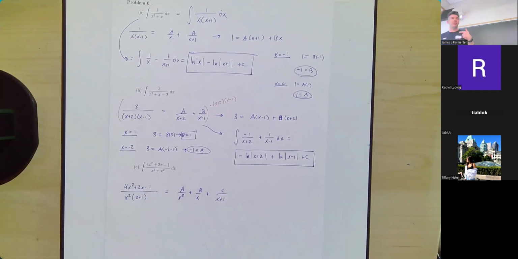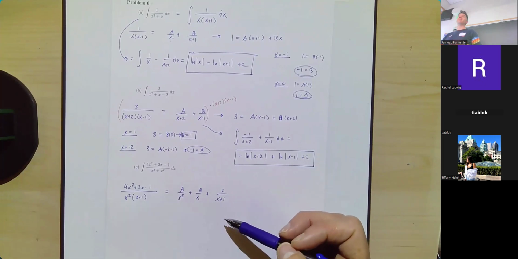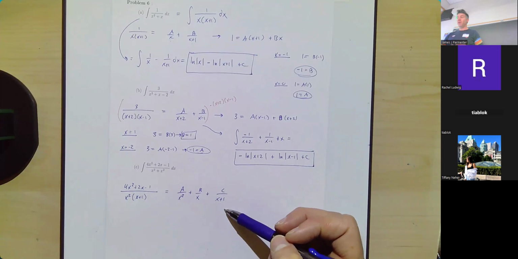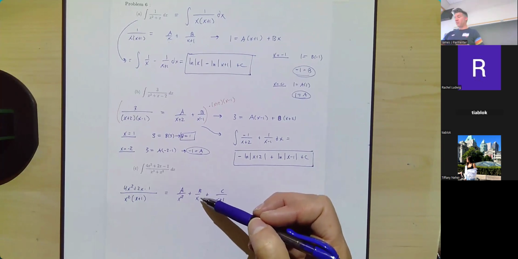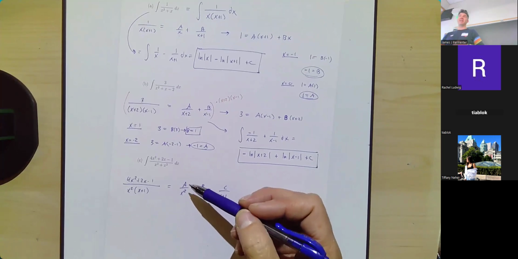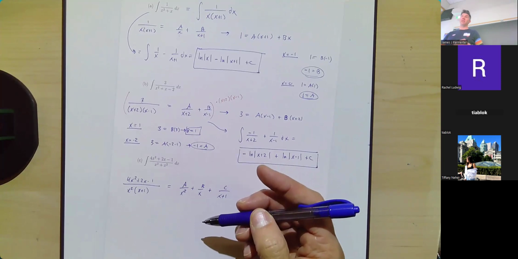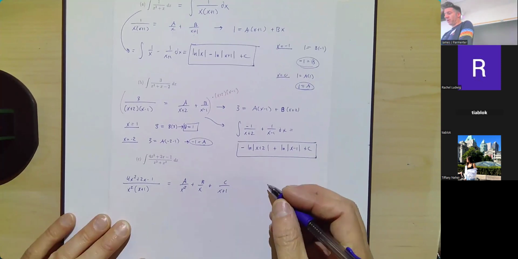I will point out, when we integrate C over x plus 1, it's going to be C times the natural log of the absolute value of x plus 1. When we integrate B over x, it's going to be B times the natural log of the absolute value of x. But when we integrate A over x squared, it's going to be A times x to the -1 over -1, because that's how you integrate x to the -2. So we have to find A, B, and C.